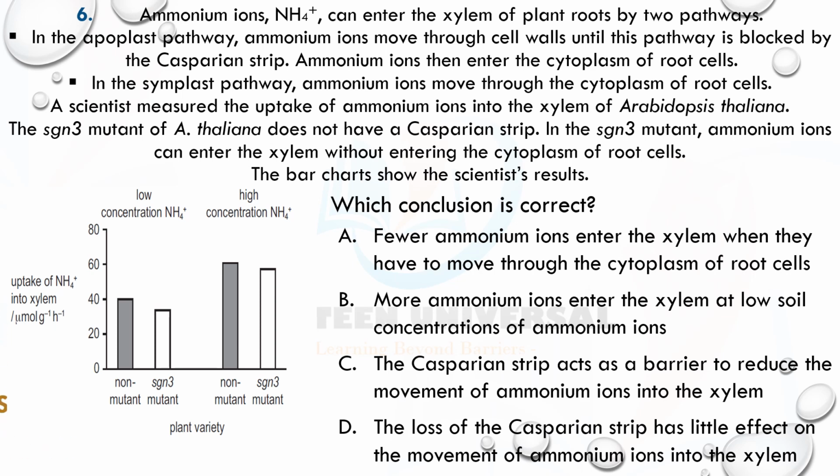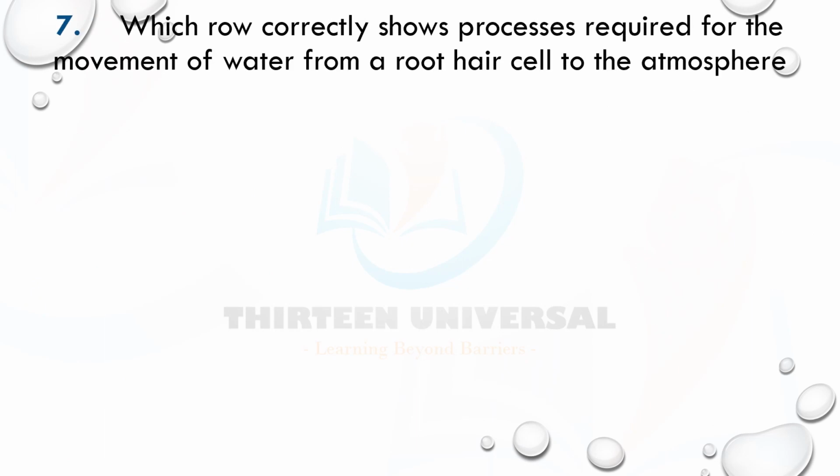So the answer should be D, guys. That's D. All right, come on. This is taking time. Let's go. Now, which row correctly shows processes required for the movement of water from a root hair cell to the atmosphere?